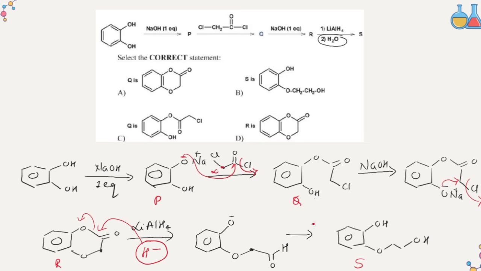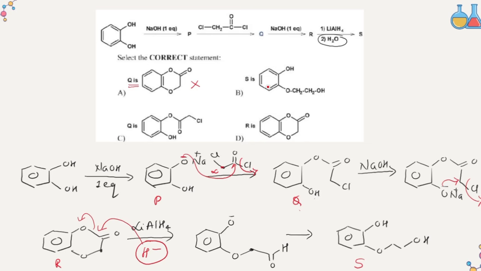Okay. So now let's go through the statements given here. Q is a bicyclic ester compound with the ether. So where is Q? Q I have written like this. So this is not correct. Option A is wrong.